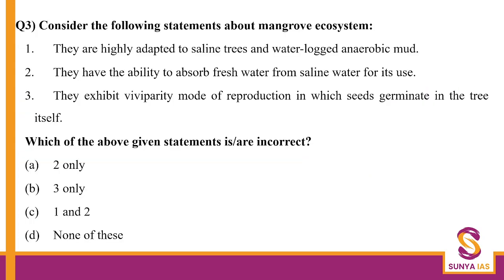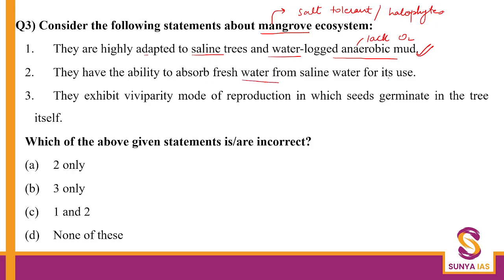Is it right? Okay. Now, very important, mangrove ecosystems. Before I tell you what the question is, see, mangroves are salt tolerant plants. They are also known as halophytes. These are highly adapted to saline and waterlogged anaerobic mud. Anaerobic means lack or less oxygen. So this is correct. These are highly adapted systems to these particular saline conditions. Then they have the ability to absorb fresh water from saline water. Yes, these abilities are present in the mangroves.